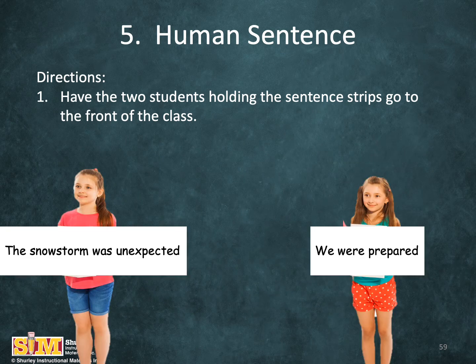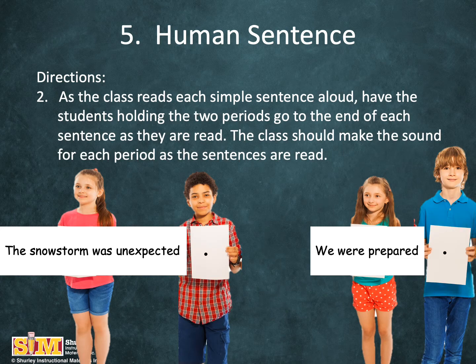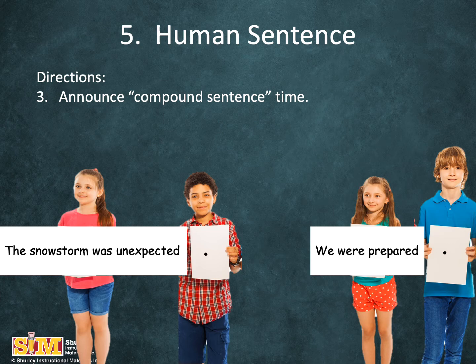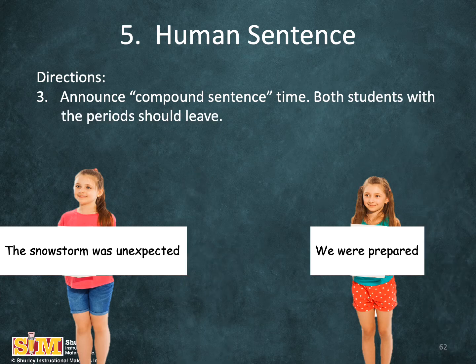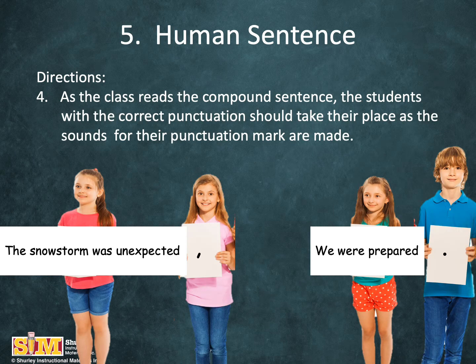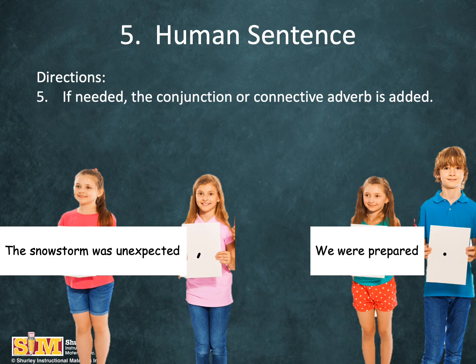Have the two students holding the sentence strips go to the front of the class. As the class reads each simple sentence aloud, have the students holding the two periods go to the end of each sentence as they are read. The class should make the sound for each period as the sentences are read. Announce compound sentence time. Both students with the period should leave. As the class reads the compound sentence, the students with the correct punctuation should take their place as the sounds for their punctuation mark are made. If needed, the conjunction or connective adverb is added.